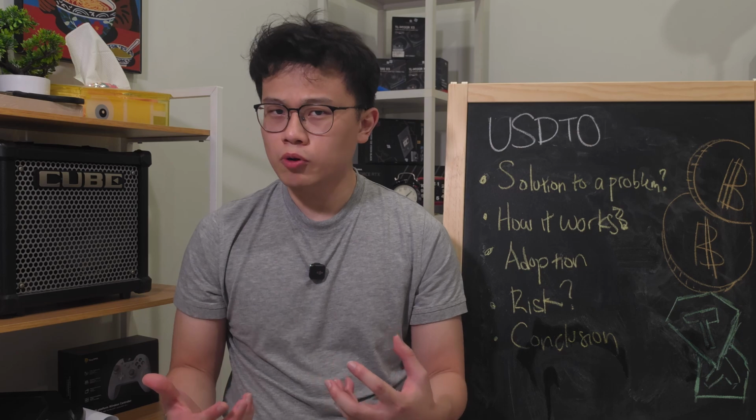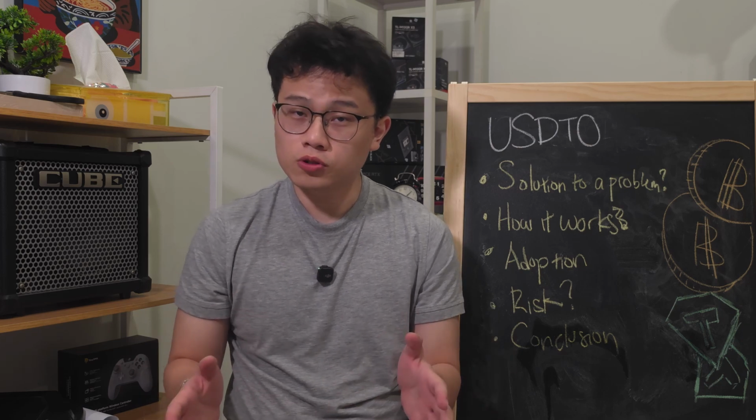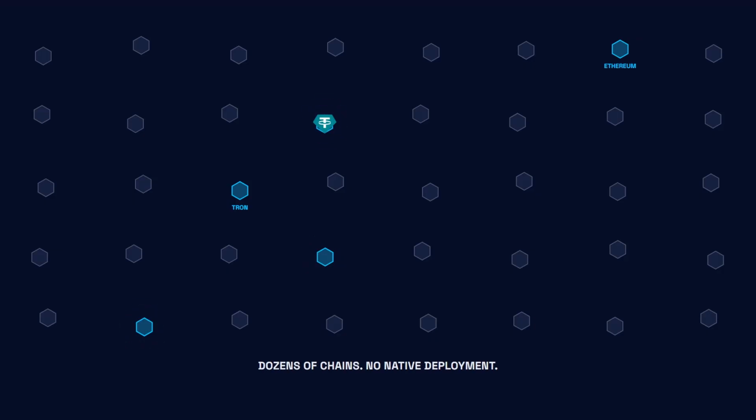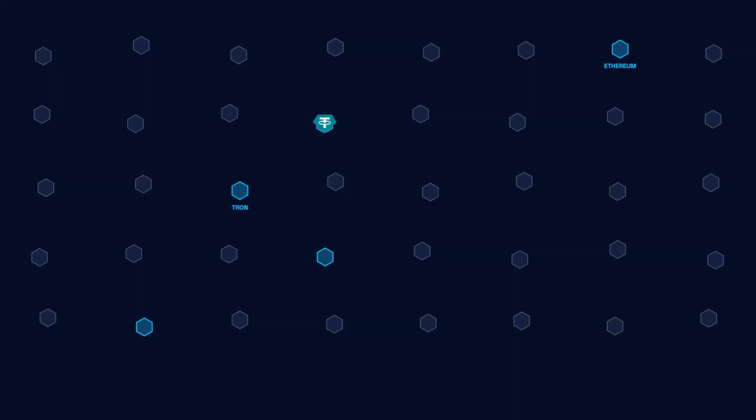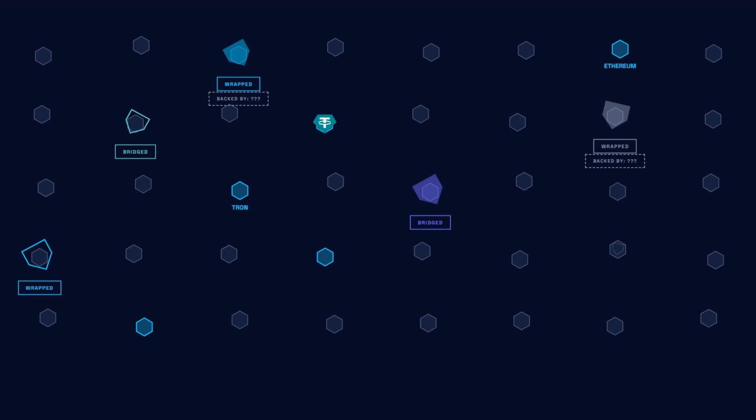So what is the problem that USDT0 actually solved? Well, USDT exists natively on a specific set of blockchains Tether has chosen to deploy on directly: Ethereum, Tron, and a handful of others. But crypto today runs on dozens of active chains, many of which never got native Tether deployment. Historically, the way USDT showed up on these other chains was through third-party wrapped or bridged versions, tokens claiming to represent USDT backed by whatever liquidity a specific bridge happens to be holding.